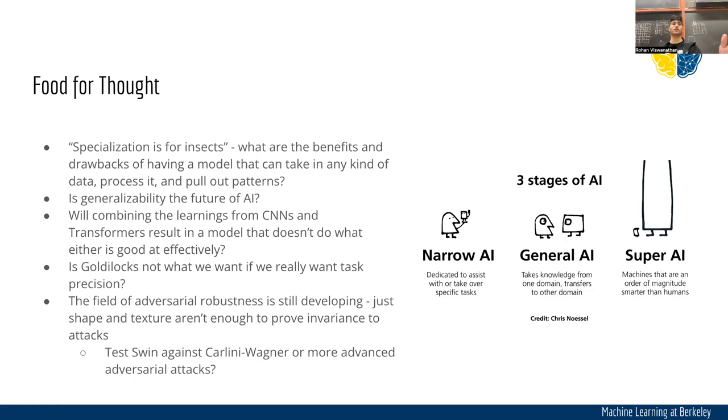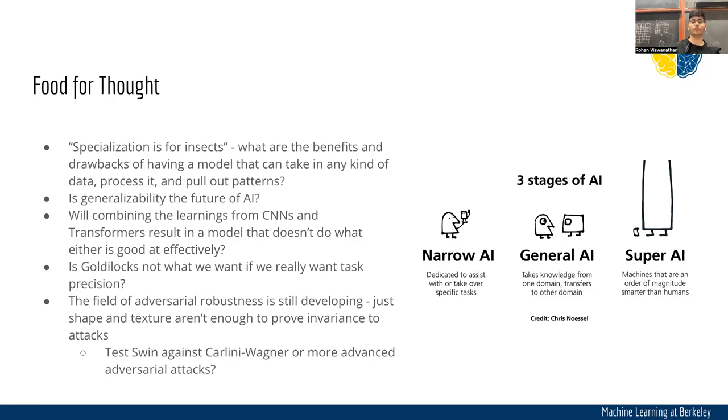Is this chair the same color as this chair? I can ask, if you're bilingual, what does this mean in this language? Can we create a model that models the human brain by being able to have one model that can do a whole bunch of things depending on the input and the output that you want? Is Goldilocks not what we want if we want task precision? For self-driving cars, do we want a really robust Goldilocks model? Is a self-driving car going to need to do these translations? A whole bunch of considerations that we want to make.